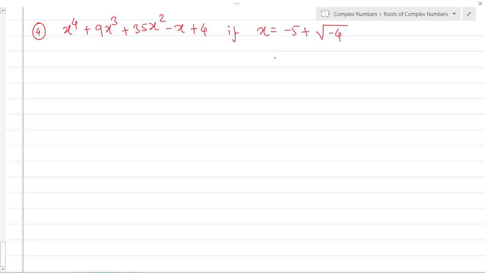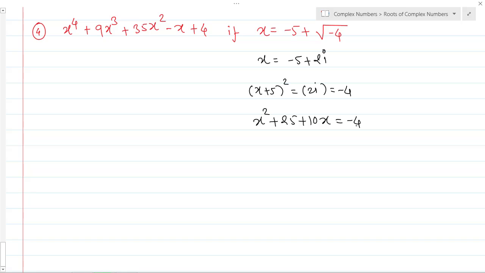If I convert this x into a complex number, root of 4 is nothing but 2 and root of minus 1 is nothing but i. So x plus 5 whole square is equal to 2i square, which is minus 4. So this becomes x square plus 25 plus 10x, which is equal to minus 4.